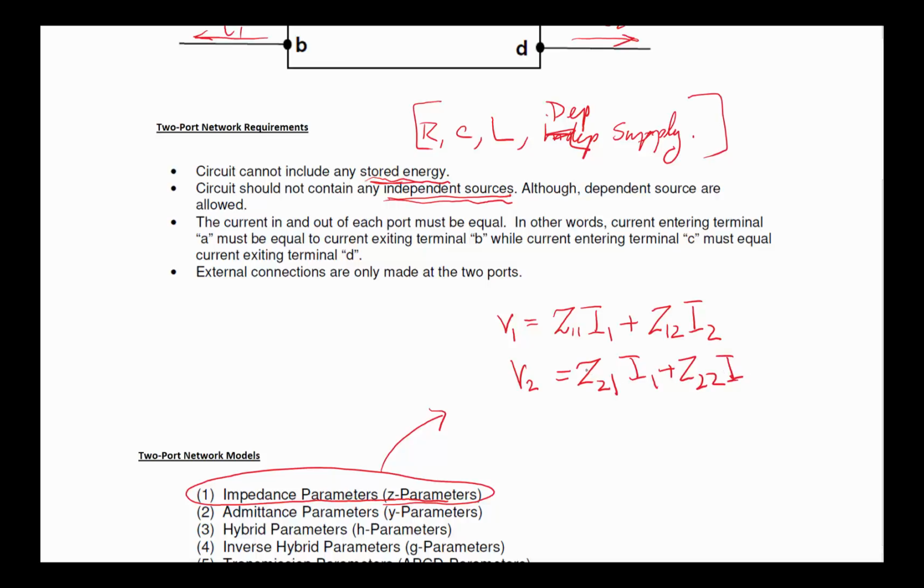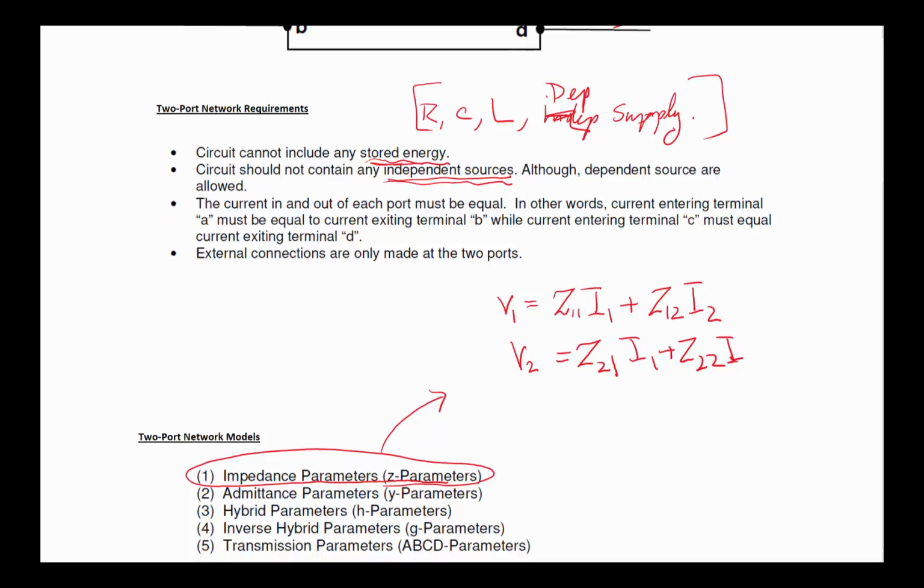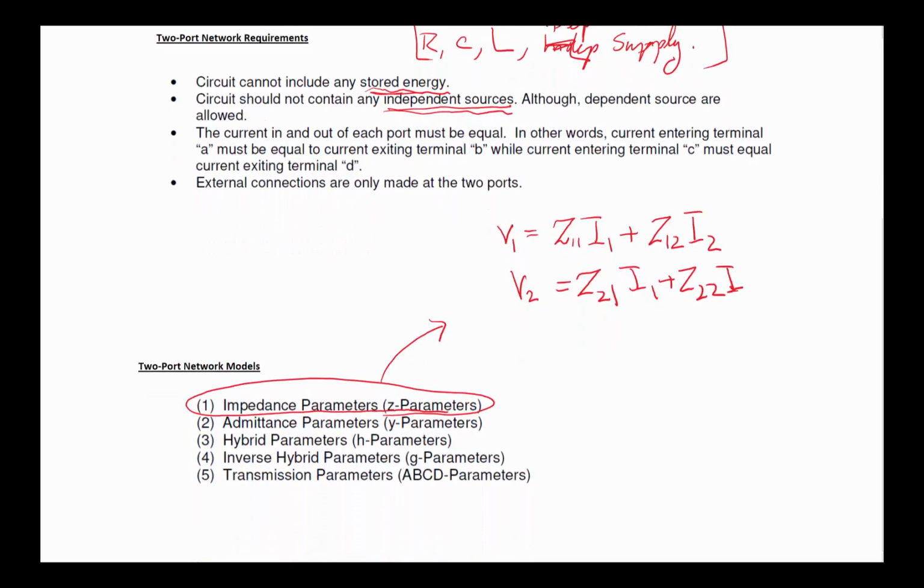As you can see, the subscripts follow the row and column, because most of the time we like to write this in matrix form. When we write it in matrix form, we can write it as V1, V2, and this is the model. This is the impedance model and the parameters. So this would be Z11, Z12, Z21, Z22.